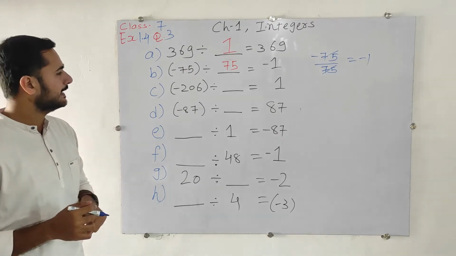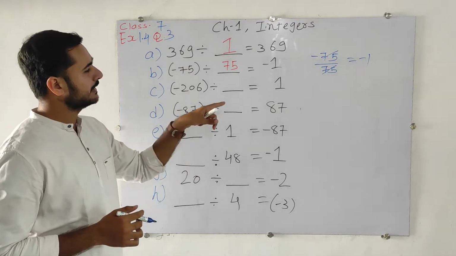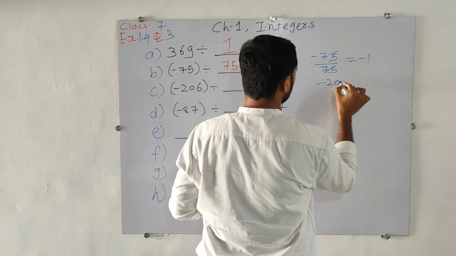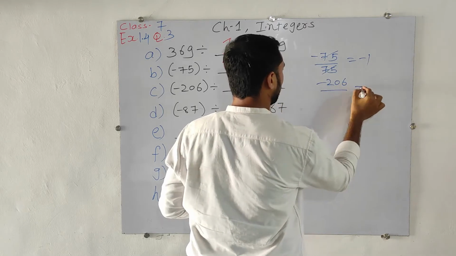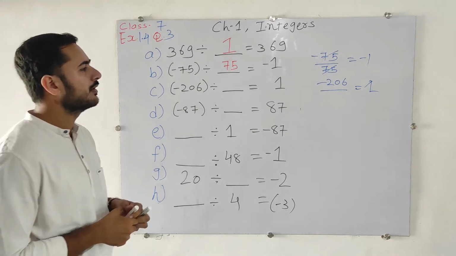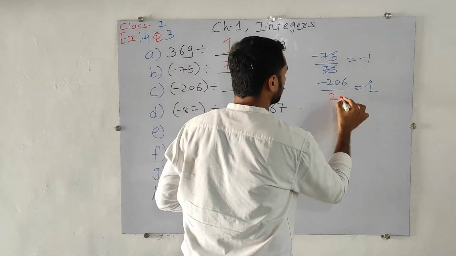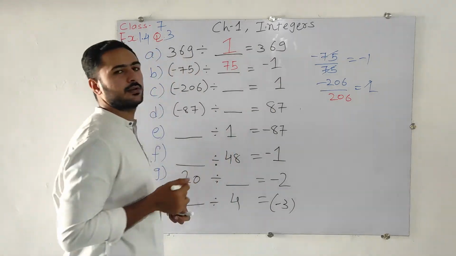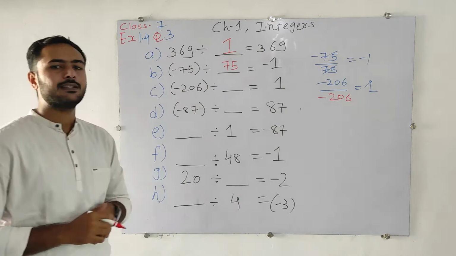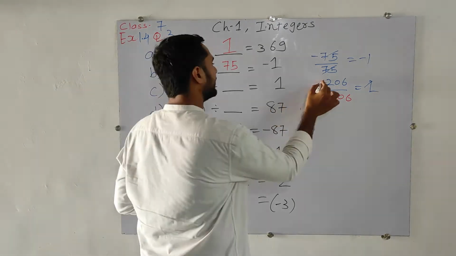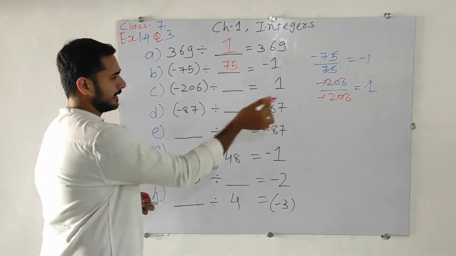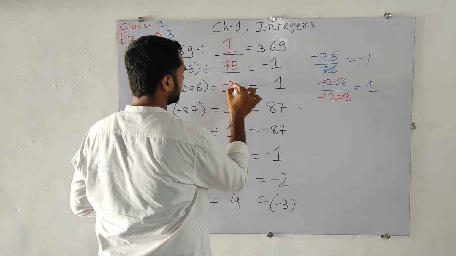C: minus 206 divided by something is equal to 1. It means I have to divide minus 206 by something so that the answer is 1. If I divide by the same number 206, then I will get minus 1. But if I divide by minus 206, then we will get plus 1, because the negative sign will cancel as well as 206 will cancel. So our answer is minus 206.